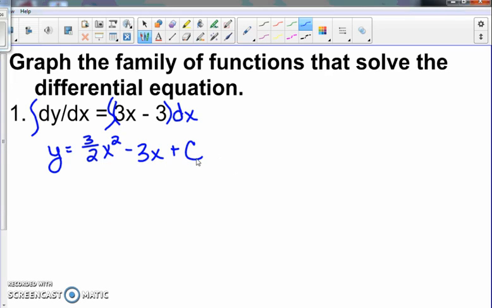Now, does that mean that I want to have to put every possible constant in the world and draw that graph? Absolutely not. So here's where your graphing calculator comes in handy. Pause the video if you need to for a second and get that out, because I'm about to show you how to do this on your graphing calculator.